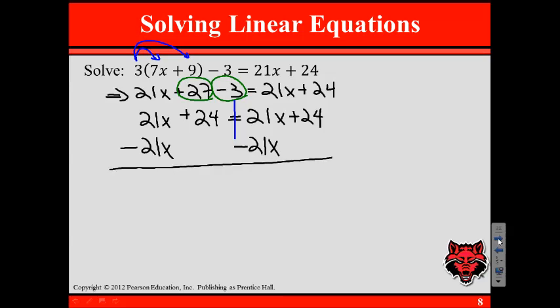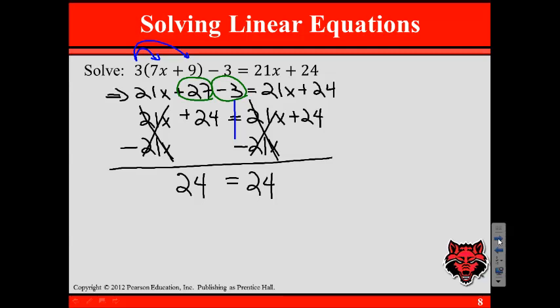On the right side, 21x and minus 21x are opposites, so those cancel. On the left side, 21x and minus 21x are opposites, so those cancel. So on the left side, we're left with 24. On the right side, we're left with 24. And we're left in a somewhat similar situation to what we saw in the last example. The variables canceled, and we were left with just numbers.